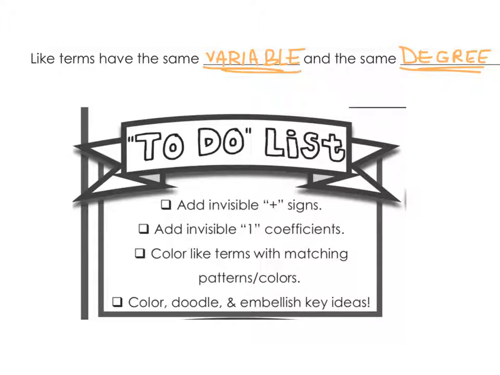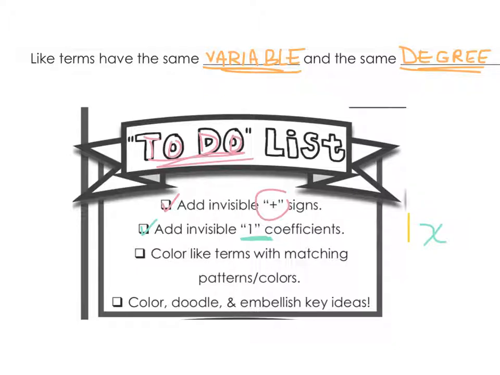So here's your to-do list when you are combining like terms. To do. So you can color that in. Here's what you're going to do. You're going to add any invisible plus signs. So when we have that leading coefficient, we put a plus sign in front of it. You're going to add any invisible ones as coefficients. So if you have an x by itself, you are going to put a 1 in front of it.